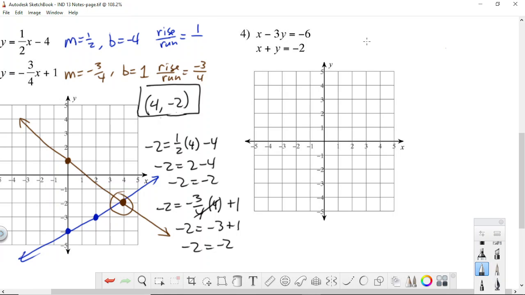So the first thing we want to do is put them in slope-intercept form. So work on the first one. I'll do it right up here. X minus 3y equals -6. We're going to subtract x from both sides, right?